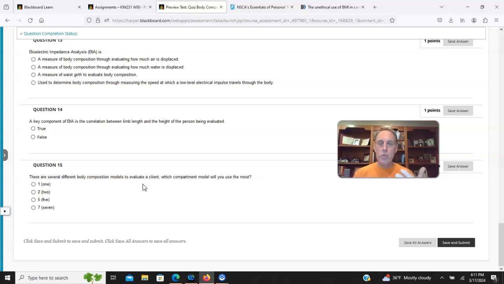A 1 compartment, 2 compartment, 5 compartment, 7 compartment. I reference it a lot in the presentations. I'm going to pause this while I get out of this screen.